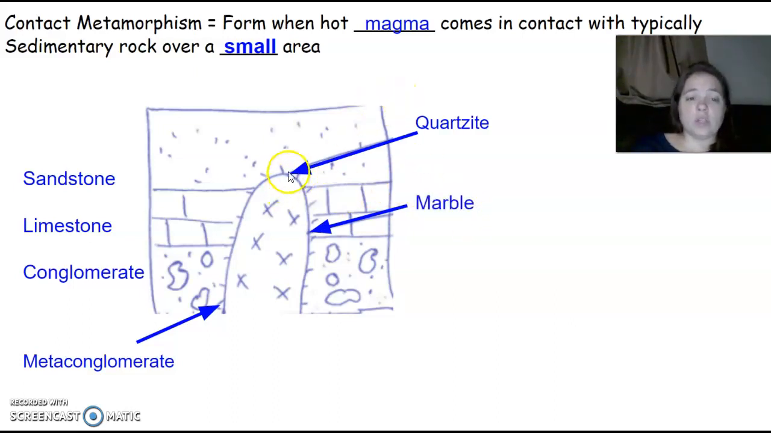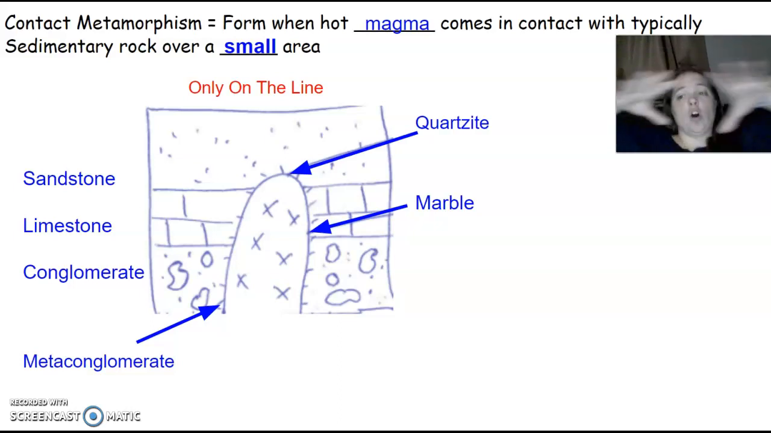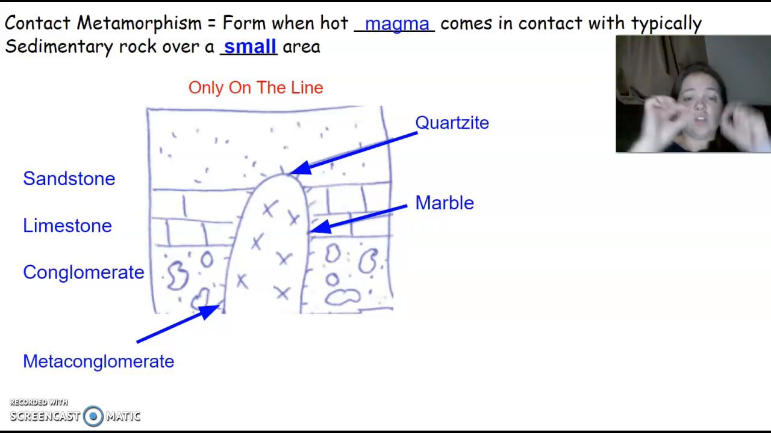And I want you to notice, I'm only pointing at just that thin line right there. It's only on the line where metamorphism hits. That's not like regional where it goes all across the whole bank of rocks. This is just that small little line that touches what was magma, and in this case was cooled.